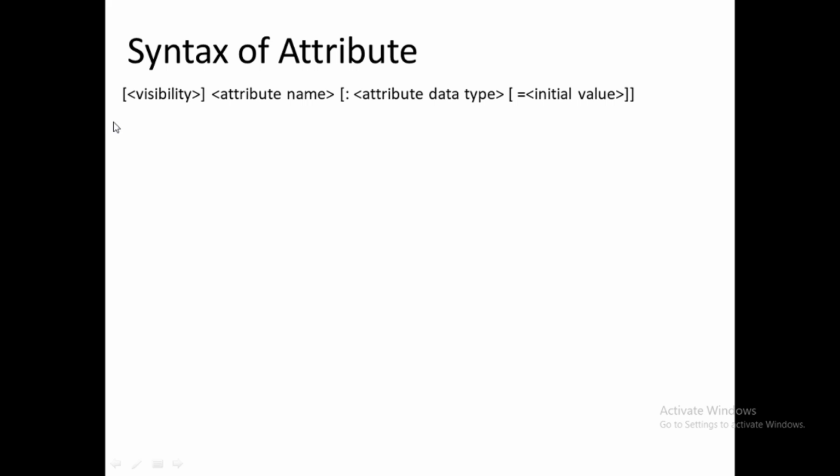So the statement is written visibility, that is inside square bracket and angle bracket also. It means this is not compulsory to give, but if you don't give any, then automatically any one visibility will be taken by default. So what is visibility, that also we will discuss. Then attribute name. Here remember, attribute name is compulsory.